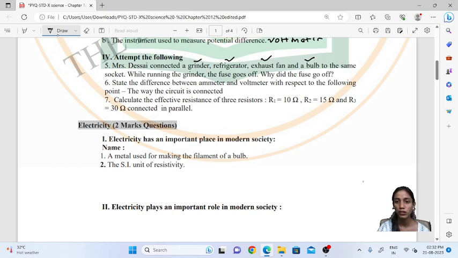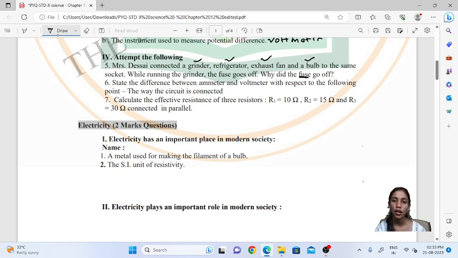Okay, now this is the application. Here we have to use the application of fuse. First of all you have to say that all these are connected on the same socket, so there will be overload of current, and as there will be overload of current, there will be a large amount of heat generated. And when there's large amount of heat generated, how does the fuse function in this case?